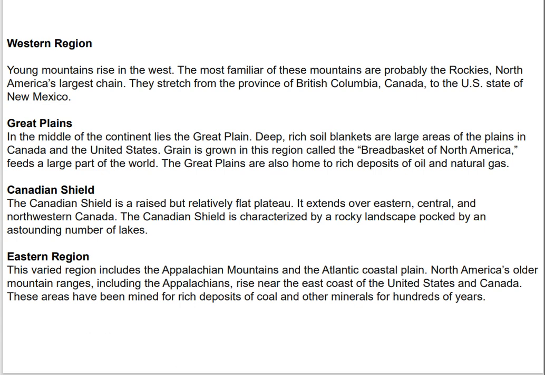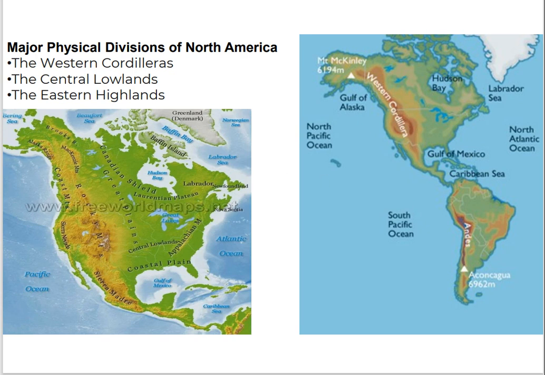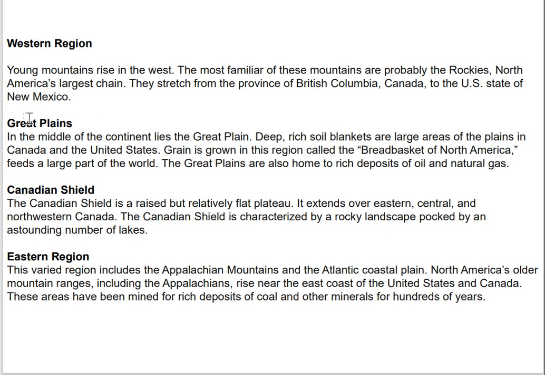Great Plains. Okay, first of all, let's see the picture. It can be divided into three categories. The first one is Western Cordillera. Here it is, Western Cordillera. The next one is Great Plains or Central Lowlands. So, Central Lowlands. Okay, the next one is Eastern Highlands. So here is the physical division. Great Plains in the middle. The western region we have already discussed.